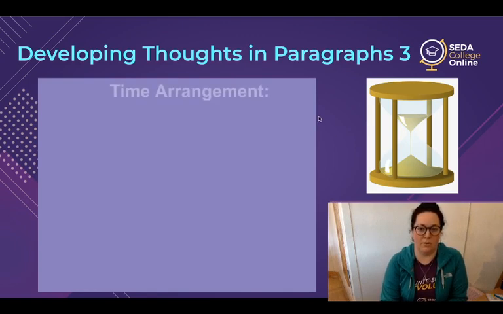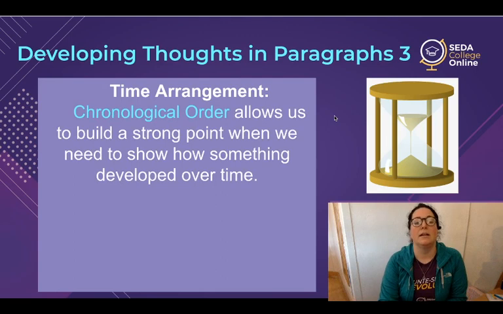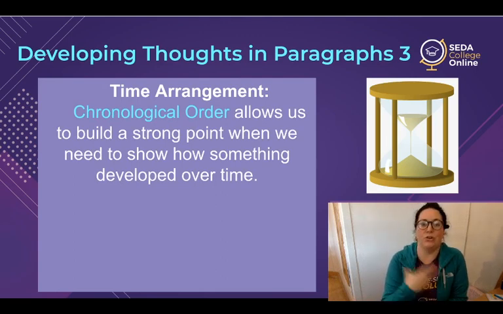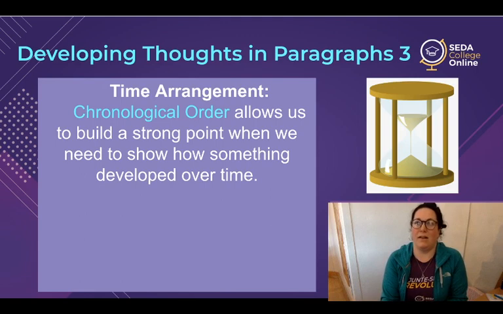Oh, my little keyboard isn't working. So time arrangement means chronological order. When we say chronological or chronology, it's how things happened in the correct order that they happened in, okay? So it allows us to build a strong point when we need to show how something developed over the course of time. And you might say, okay, but if I'm using chronological order, do I start with now?